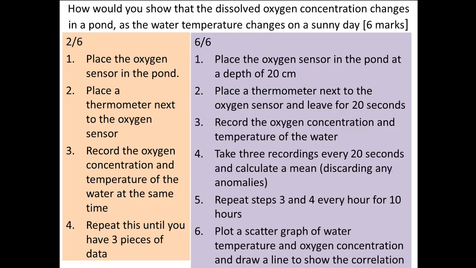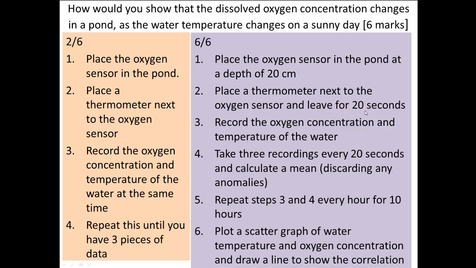So I place the oxygen sensor in the pond at a depth of 20 centimeters. If I place the oxygen sensor at the edge of the pond or the center of the pond, I've said something specific that puts me at a high level answer. Place the thermometer next to it and leave for 20 seconds. So I'm going to put a time there. I'm obviously keen on 20 here, and I can put any number here. It doesn't have to be a correct one. It just needs to be something that makes it specific.